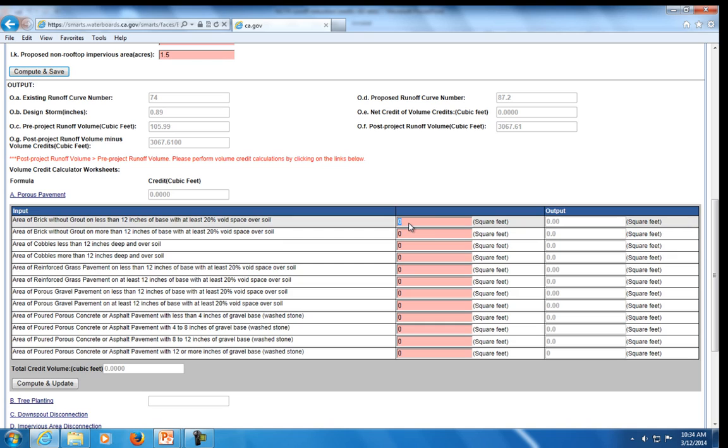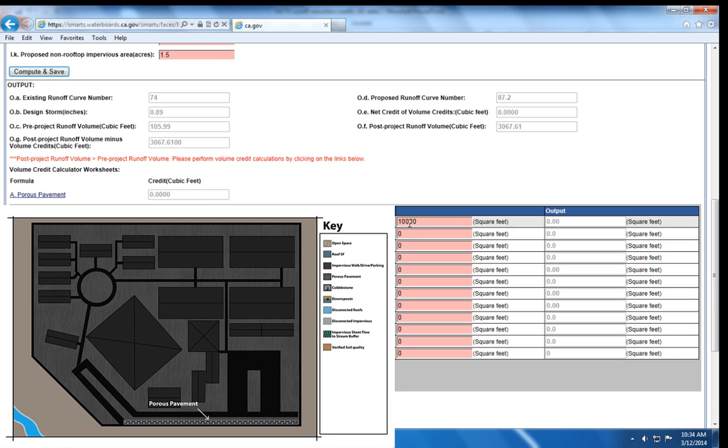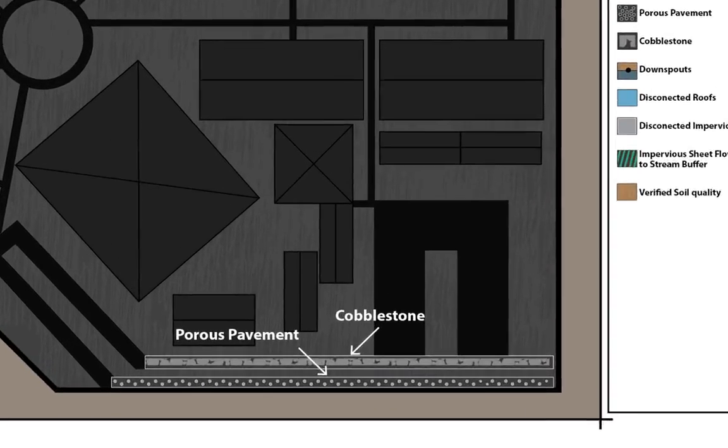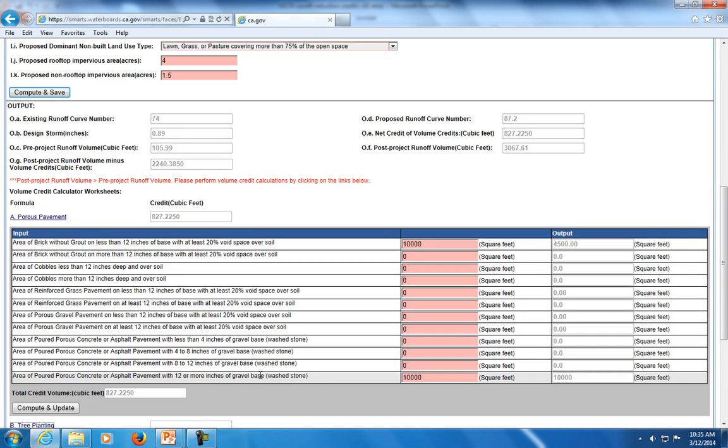So it asks you in square feet. I put those impervious numbers in acres before, but we just have to convert that to square feet. So it's 43,560 square feet per acre. So I just wanted to show you. I'll put 10,000 just to show you how it calculates the runoff volume. So I just hit compute and update.